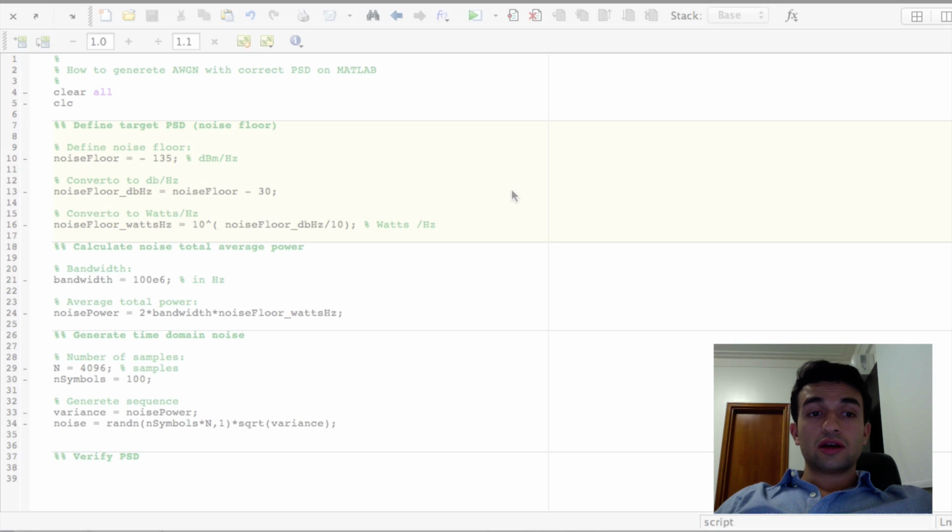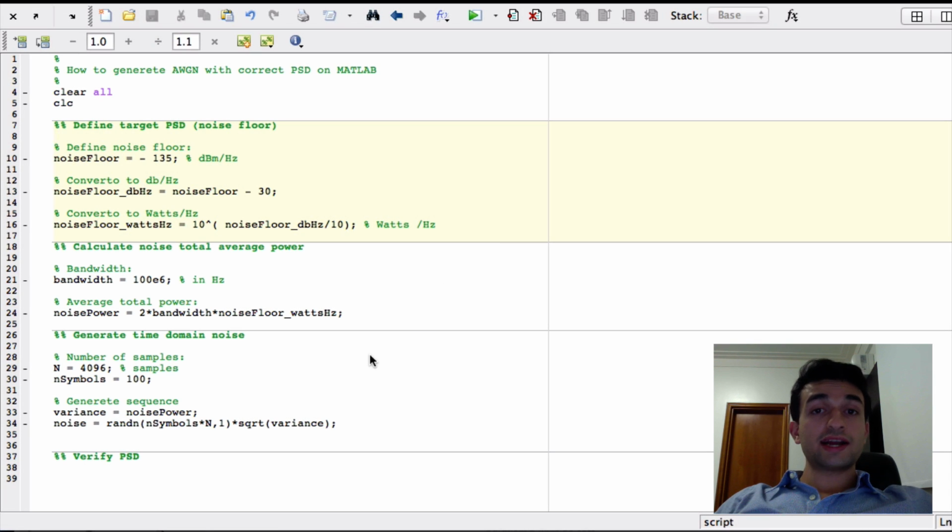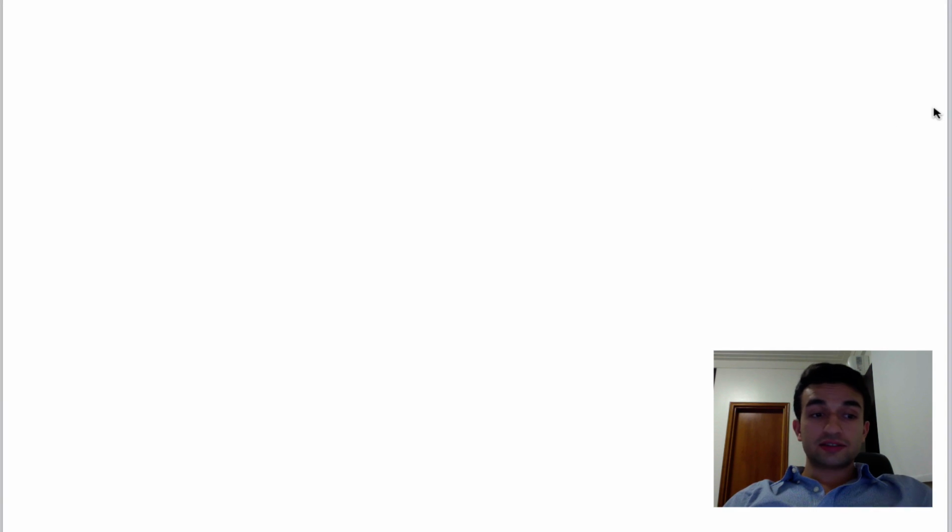Okay, so far we know we are generating the sequence with the correct variance, that is, with the correct total power. So we just need to verify now that the power spectral density is the PSD we want, which is the one that we defined in the beginning, minus 135 dBm per hertz. First I want to estimate the PSD of the noise we are generating using the simplest form of PSD estimator for a discrete sequence. The PSD estimator is called the periodogram, and there are several more complex and more accurate techniques for estimating the PSD. So we want to use the simplest, which is the FFT.